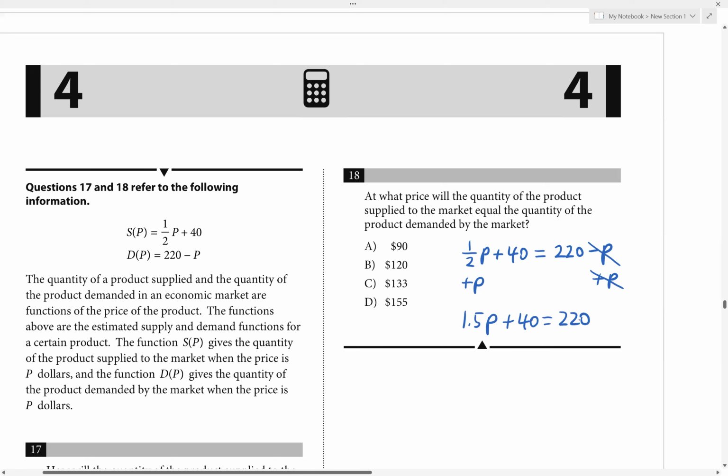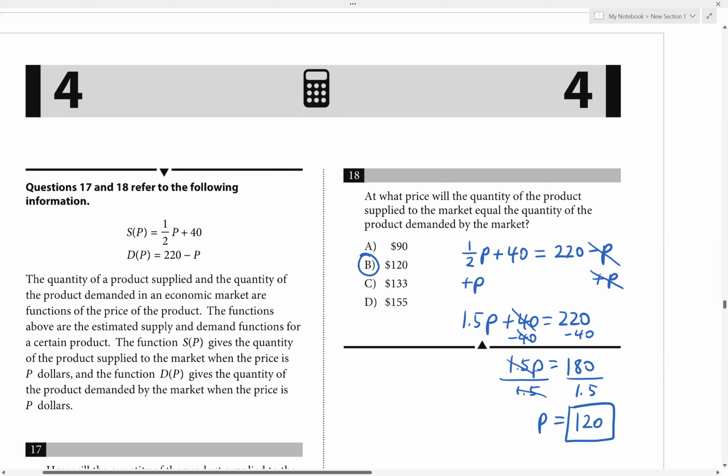Okay, and then we can do minus 40 on both sides. We got 1.5 p equal to 220 minus 40. Use our calculator, that's 180. And lastly, solve for p by dividing by 1.5. Right, and that should give us the answer. p equal to 180 divided by 1.5 is 120. Okay, so p is 120, and that should be our answer, which is letter B.